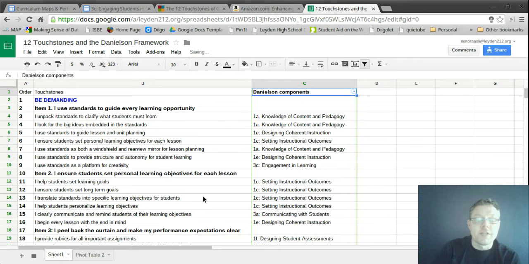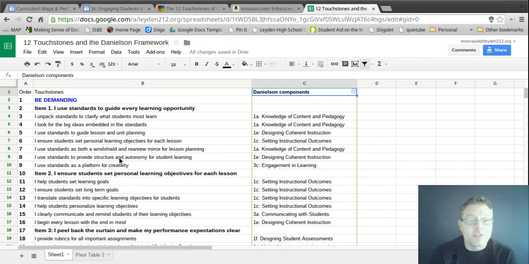They actually break those down even further, again, similar to Danielson. You kind of go further and further. So under item 1, using standards to guide every learning opportunity, they go into some more specific touchstones. I don't know what to call them. Like if item 1 is a touchstone, these things underneath it are a substone. I don't know. Substandard. I don't know.